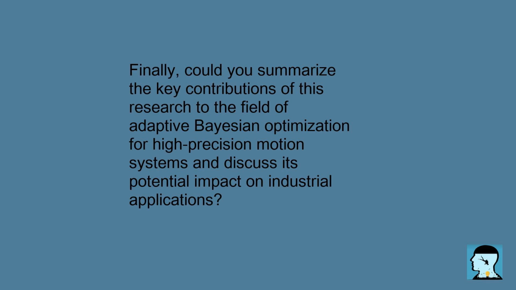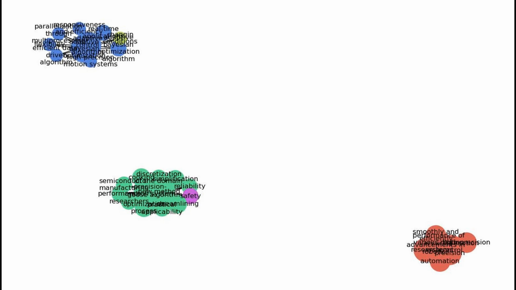Finally, could you summarize the key contributions of this research to the field of adaptive Bayesian optimization for high-precision motion systems and discuss its potential impact on industrial applications? The key contributions of this research to the field of adaptive Bayesian optimization for high-precision motion systems include the development of an efficient, data-driven algorithm designed for real-time applications.